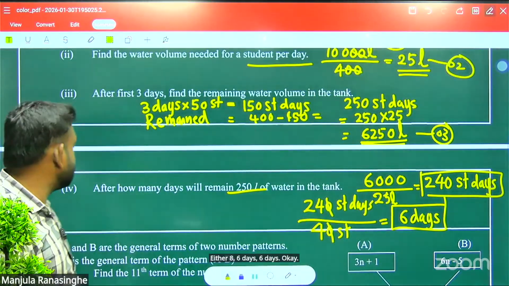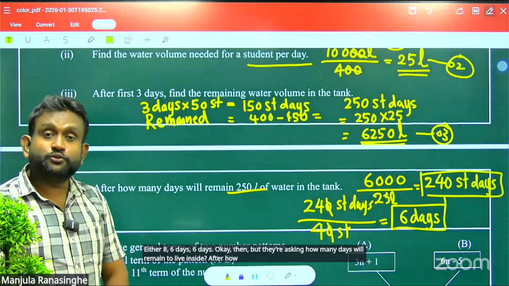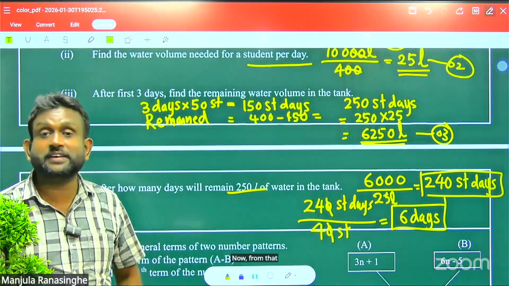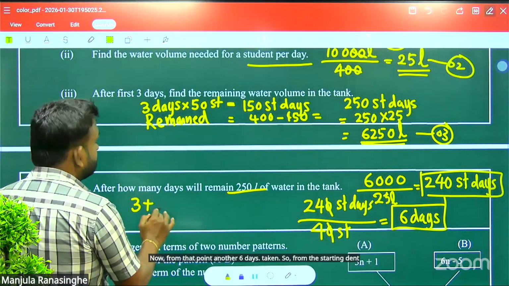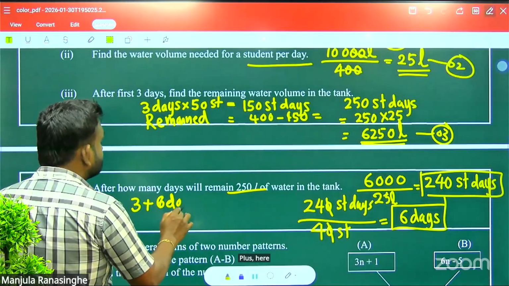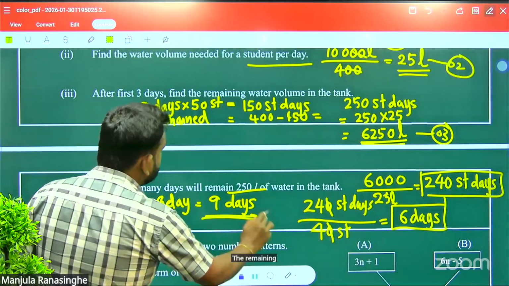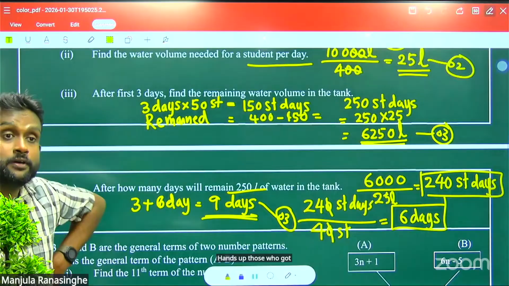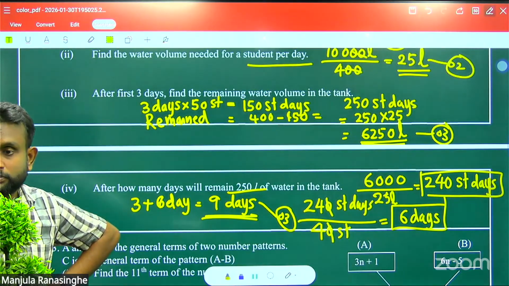Okay, but they are asking after how many days will it remain, so to understand that: first 3 days are already done. Now from that point another 6 days taken. So from the starting, 3 plus 6 days. So that means after 9 days the remaining would be 250 liters. So you have 3 marks. Hands up those who got this 9 days somehow. So this is a big task, a big question.